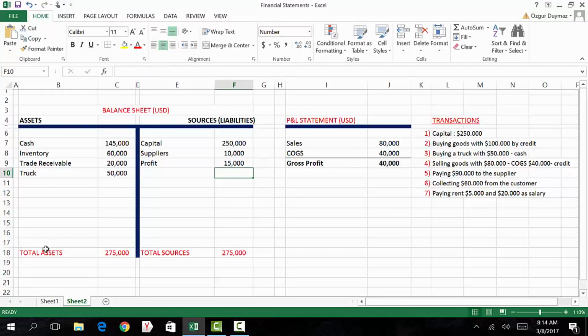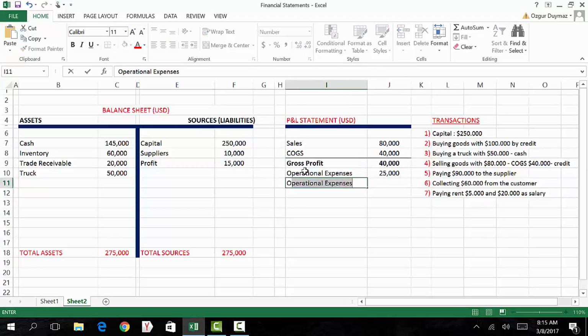Now still they are the same, and we should put operational expense here, in the profit and loss statement. And profit is now $15,000, the same as the profit on the balance sheet.